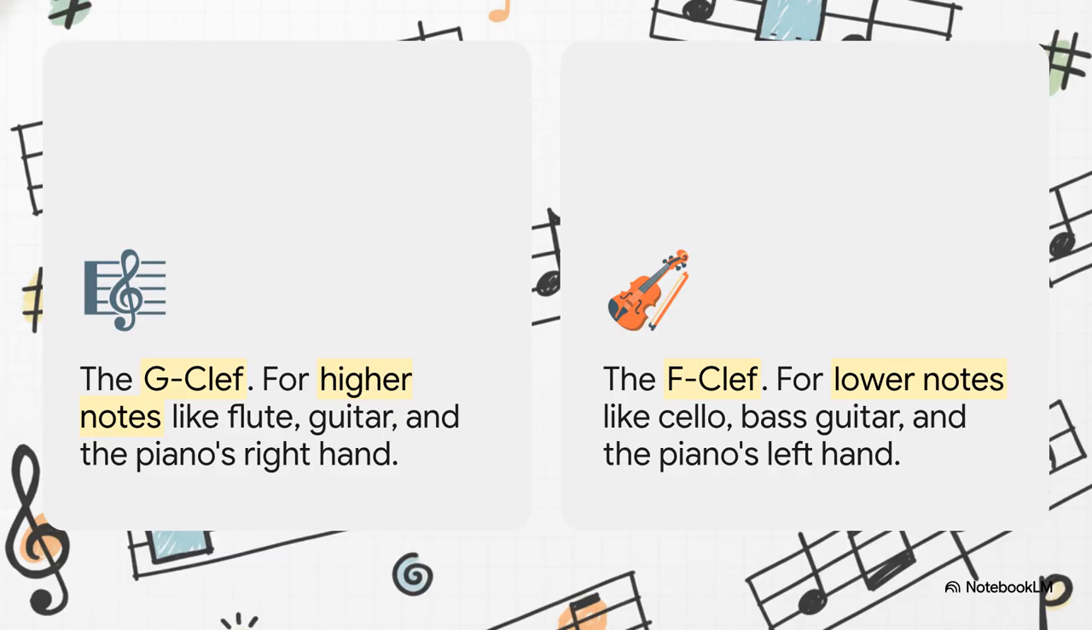The treble clef, that fancy curly one, is also called the G clef because its main curl wraps right around the G line. It's for all the higher notes. Think vocals, flute, or the right hand on a piano. The bass clef, or F clef, is for the low end, your cello, bass guitar, the piano's left hand. And see those 2 dots? They hug the F line. That's how it gets its name.